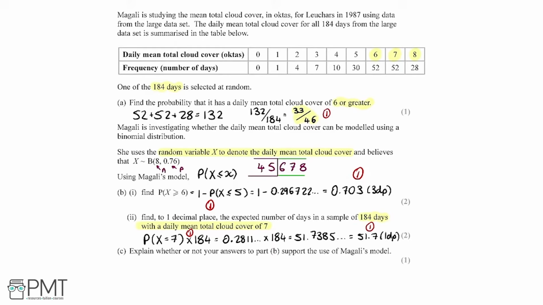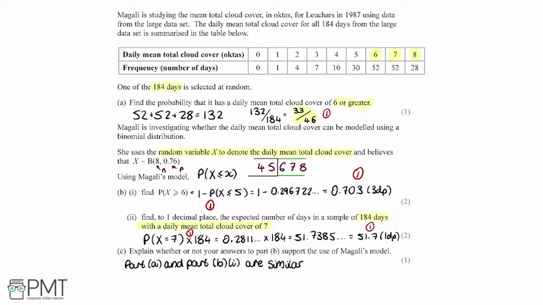Then we can also compare something else, so look at B part 2. We see that over 184 days, the expected number of days in a sample of 184 days with a daily mean total cloud cover of 7, the model says that it should be 51.7. And if we look at the actual data from the large data set, we can see it was 52. So those are really similar, so that shows again that the model is likely to be accurate.